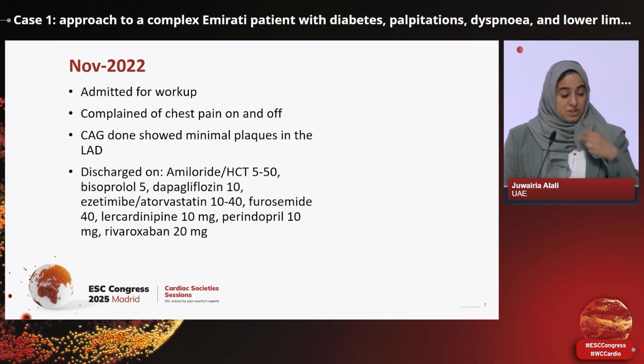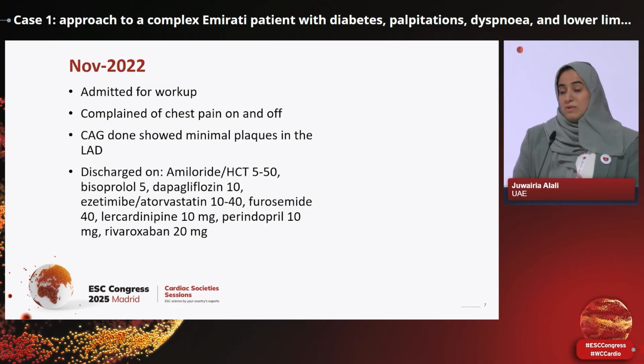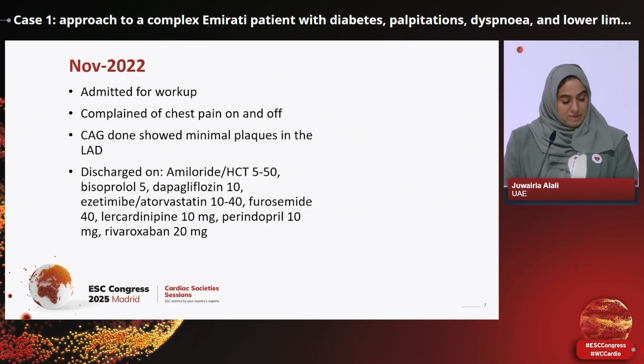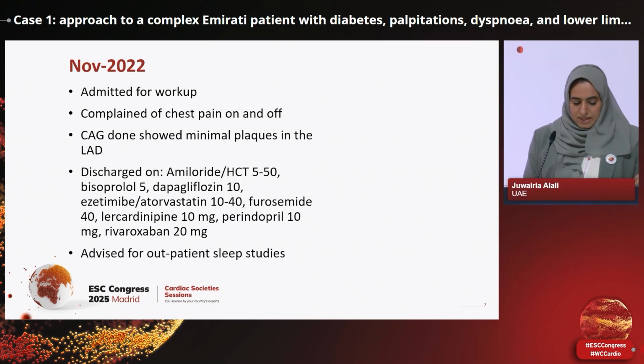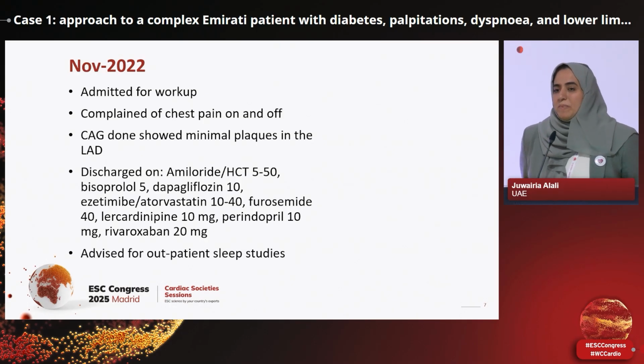And then he was discharged on these medications. So he was discharged on an amiloride hydrochlorothiazide combination, and bisoprolol 5 milligram, dapagliflozin 10 milligram, ezetimibe atorvastatin combination, furosemide, lercanidipine, perindopril, and rivaroxaban as an anticoagulation. And he was advised for an outpatient sleep study.